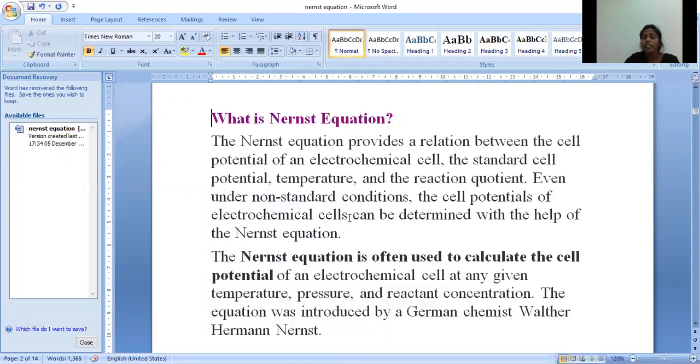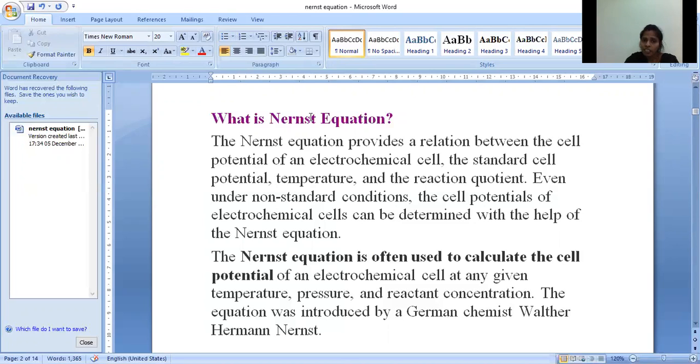cell potential at the standard conditions. What are the standard conditions? Room temperature, 1 molar concentration of an electrolyte, and 1 atmospheric pressure. Yes, so these are the standard conditions. At this standard condition, we have calculated the cell potential. That cell potential is called E naught cell. That is a standard cell potential.